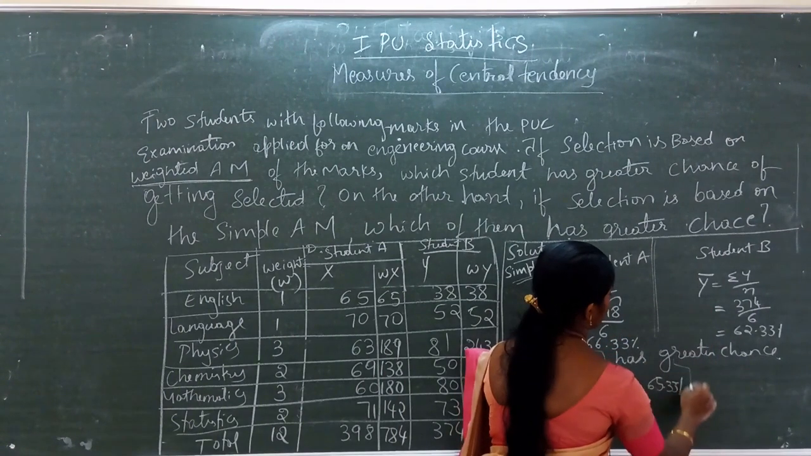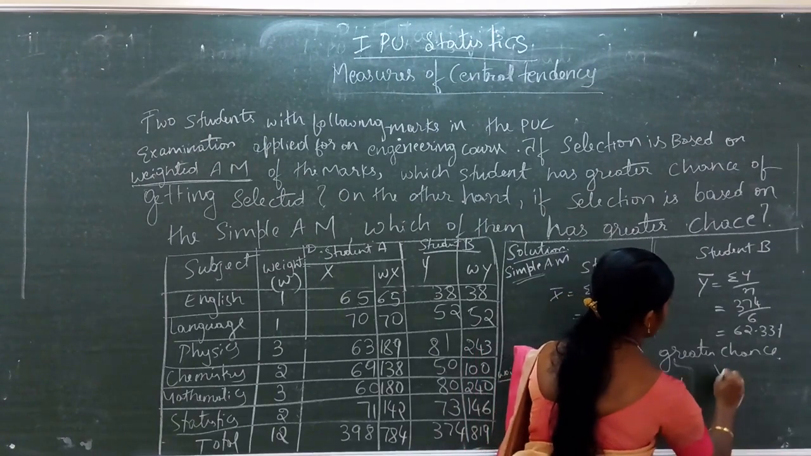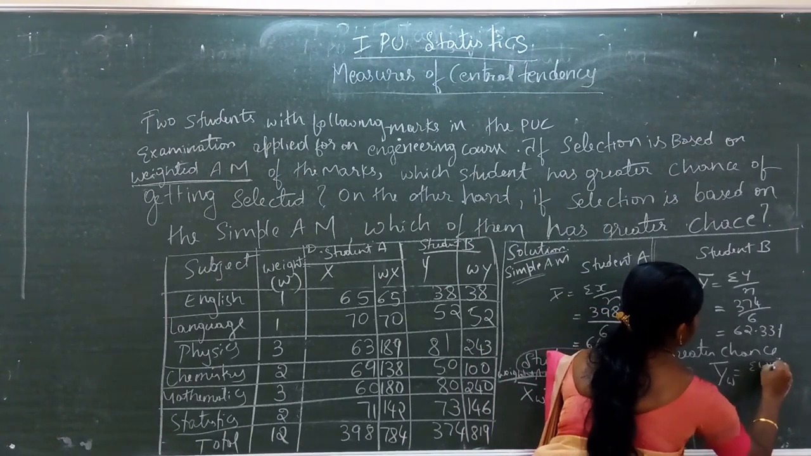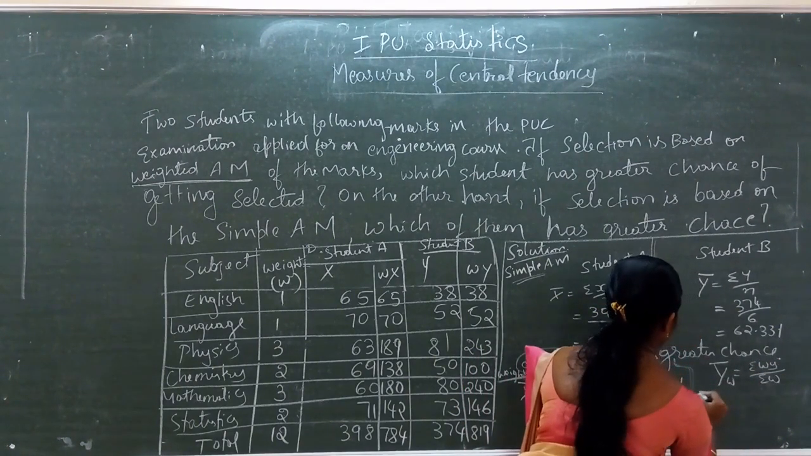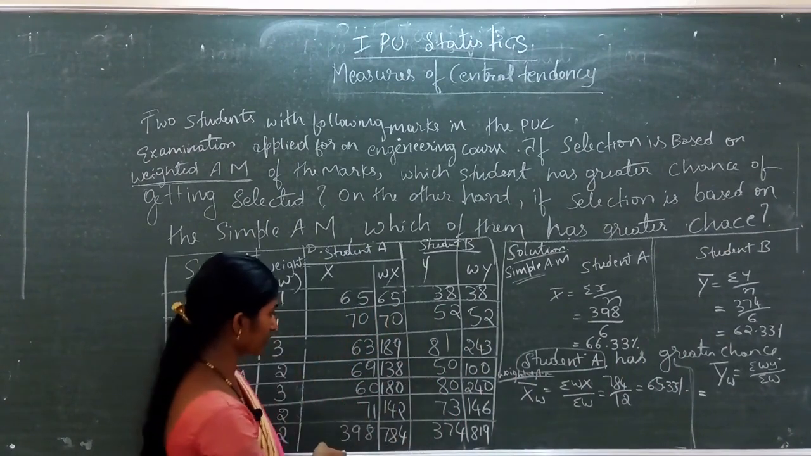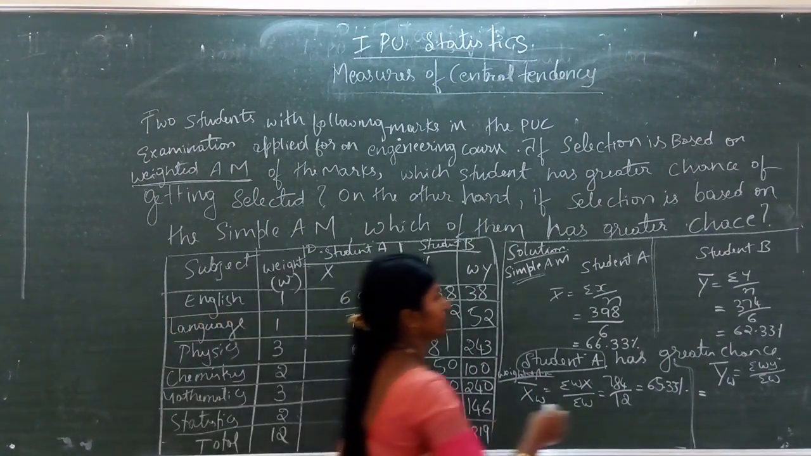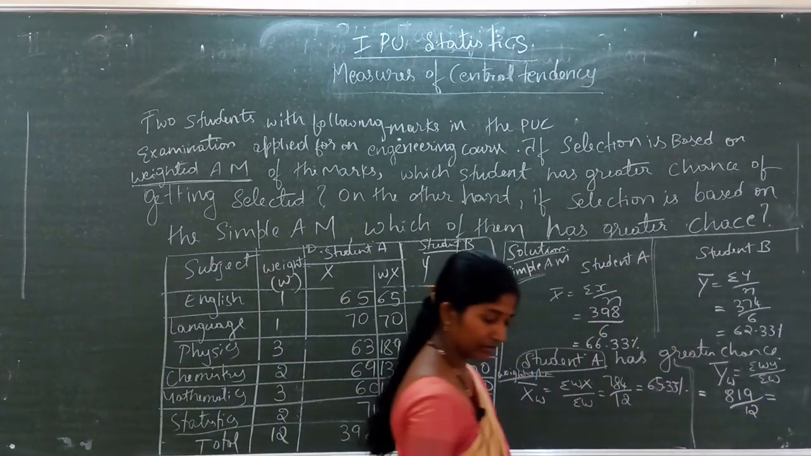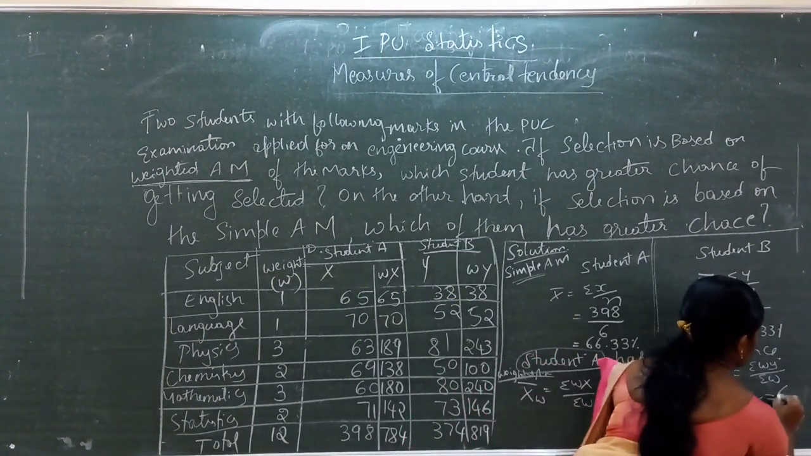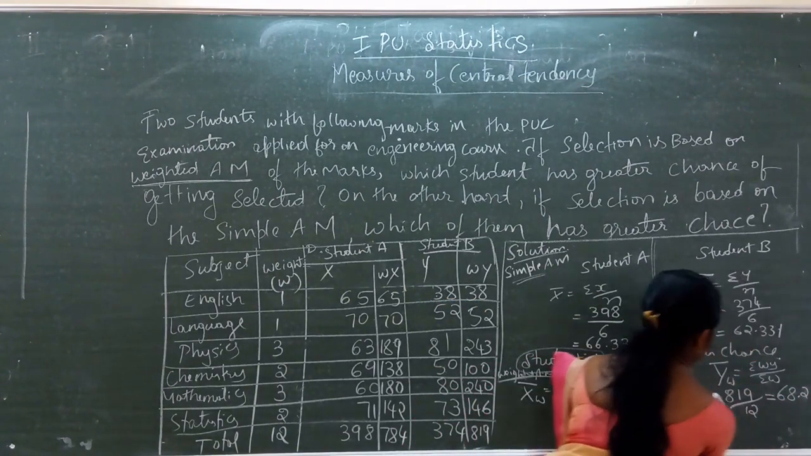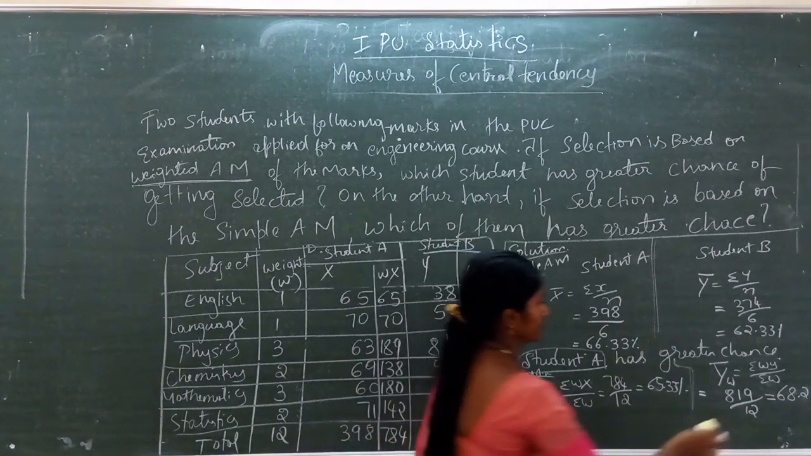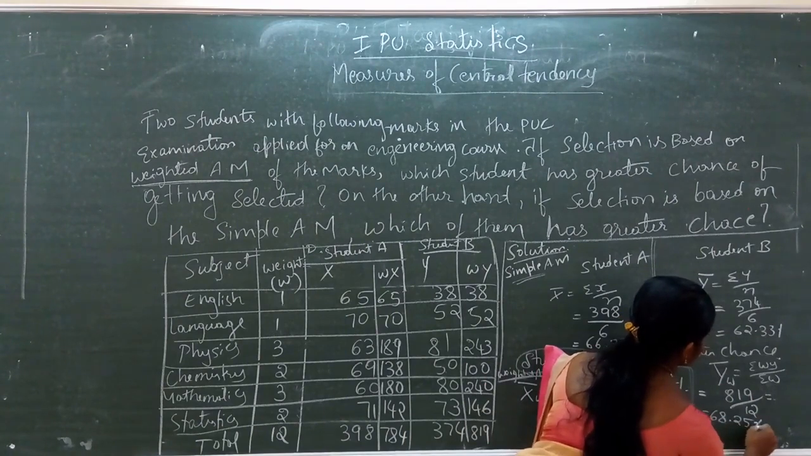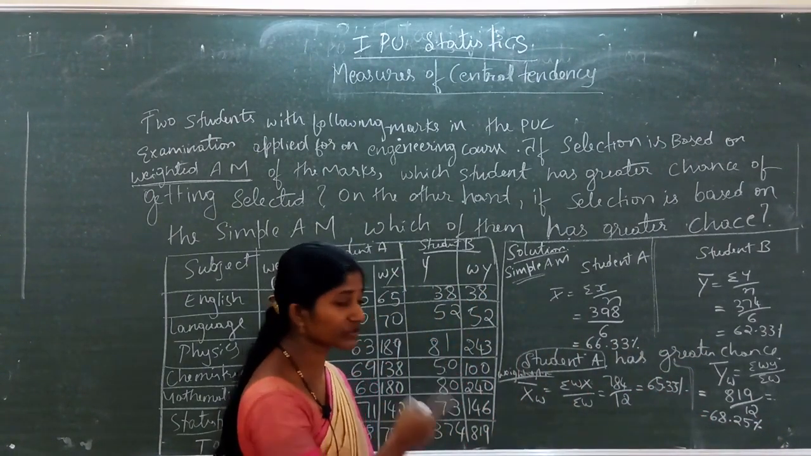Our answer is 65.33%. Next for student B, Y bar W equals sigma W into Y divided by sigma W. Here the total of sigma W into Y is 819. 819 divided by 12 is 68.25%.